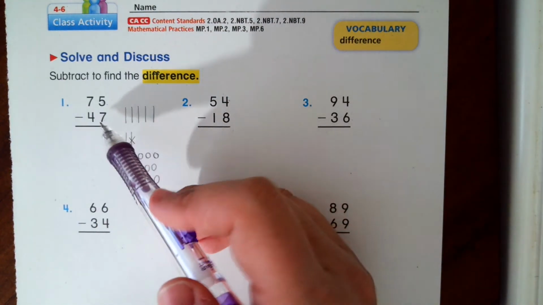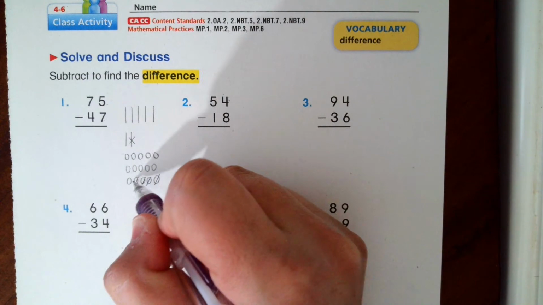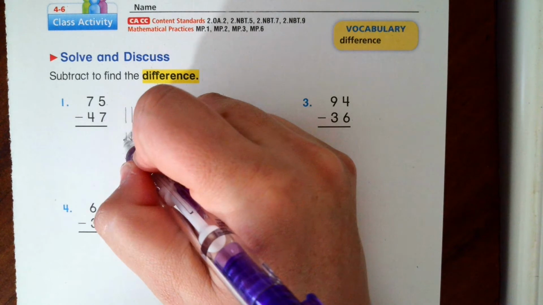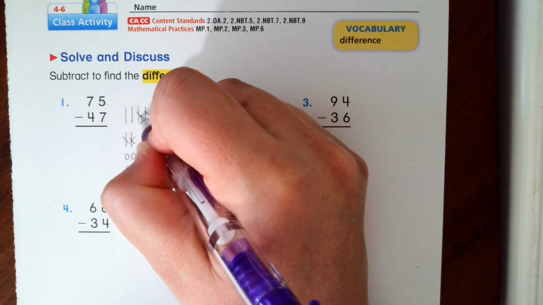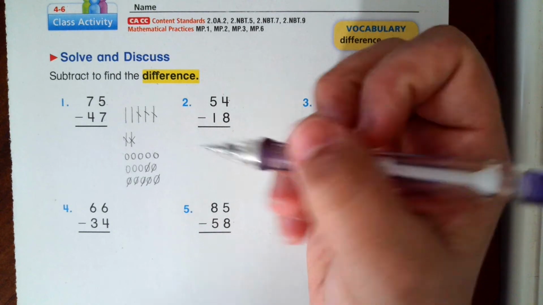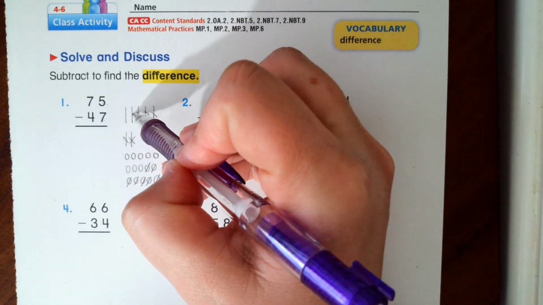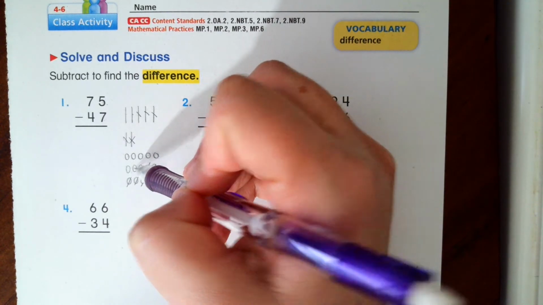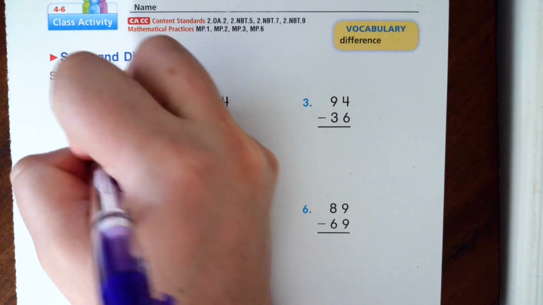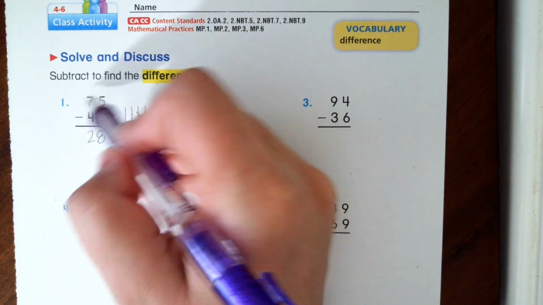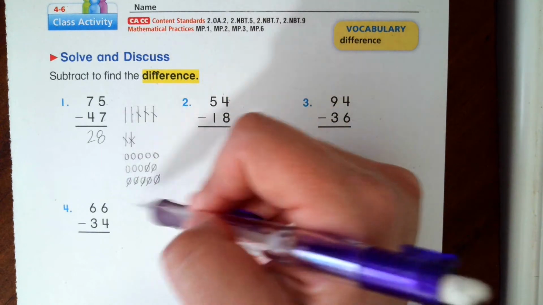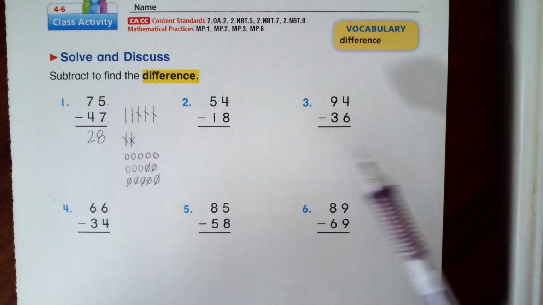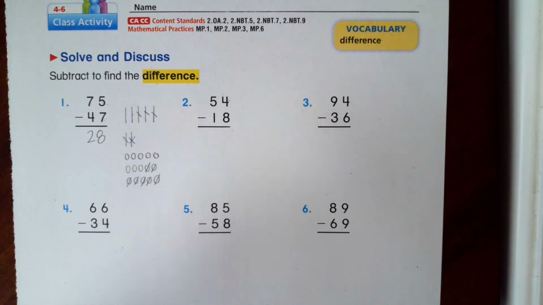Now I can take away my 7. So I have 1, 2, 3, 4, 5, 6, 7. And I can take away 4 10s. 1, 2, 3, 4. And whatever is not crossed out is how much I have left. So 10, 20, 21, 22, 23, 24, 25, 26, 27, 28. Now, I don't have to do any of the crossing out right here because the method that I chose was the drawing method. We're going to practice the drawing method for number 2 and number 3, and then we'll switch to a different method.